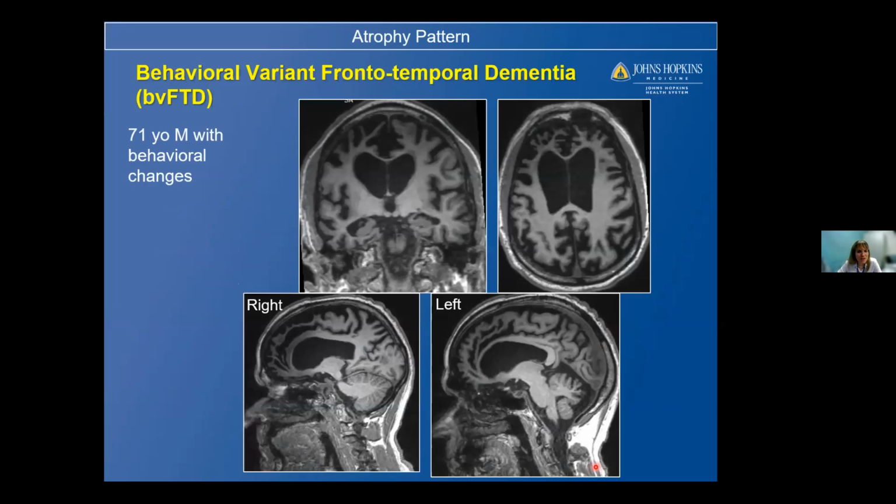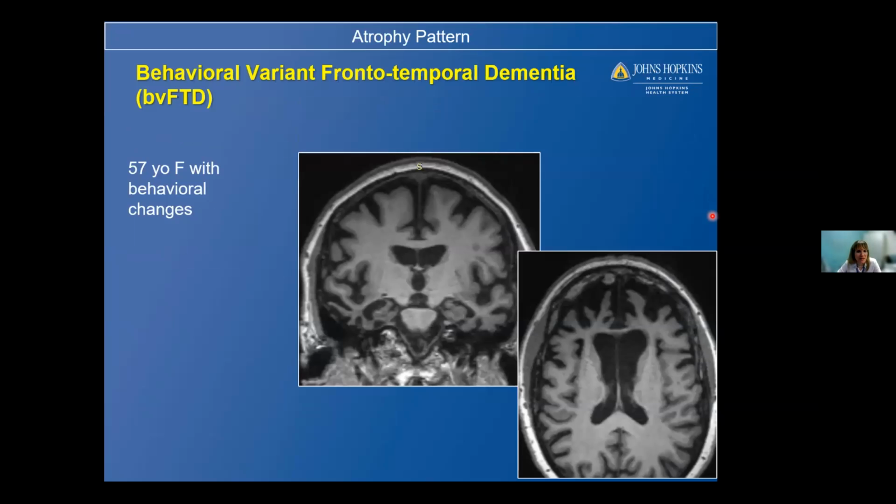So this is a 71-year-old male with behavioral changes, and here we see marked asymmetric bilateral frontal lobe atrophy, right greater than left, as well as moderate bilateral temporal lobe atrophy, giving right-to-left and anterior-to-posterior atrophy gradients, which is a typical pattern of the behavioral variant FTD. So just to show you that this is a bit different from what we saw with Alzheimer's disease, right? We have more of a frontal predominant atrophy as compared to the temporal predominant Alzheimer's disease.